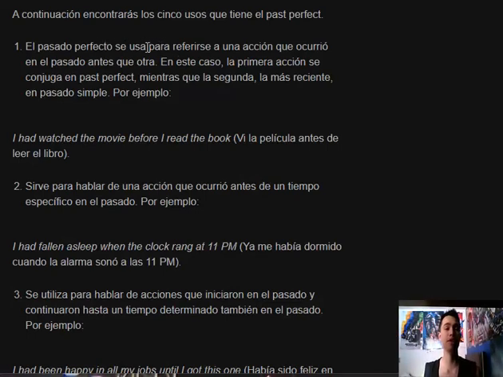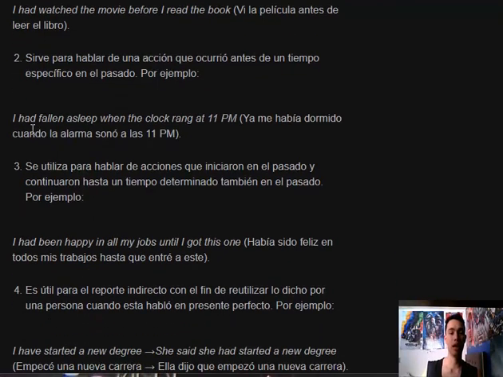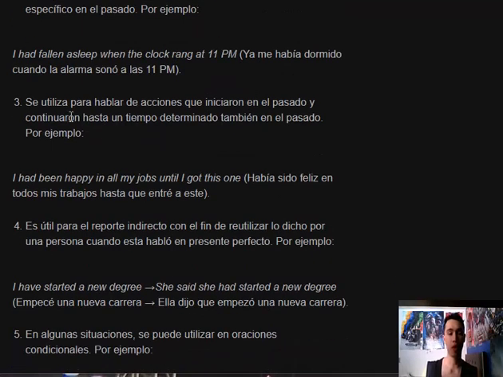Here we have the ways or forms when the past perfect can be used. The first one is when we want to refer to an action that occurred in the past before another one. Like, I had watched the movie before I read the book. Another one is to talk about an action that occurred before a specific time in the past. Like, I had fallen asleep when the clock rang at 11 p.m.